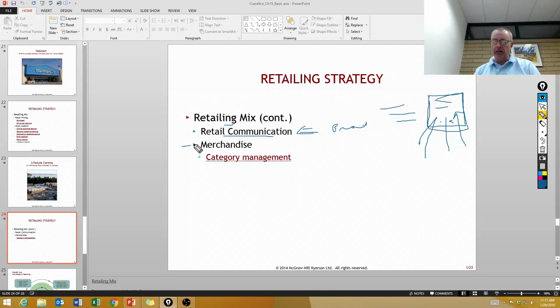Okay, and then the final retail mix component is merchandise, which corresponds to the product P in the 4 P's of marketing. And so we have product breadth and depth of product line. And then we have category management. So this is where the manager is responsible for all the different types of product in a particular market segment that customers see as substitutes for one another.